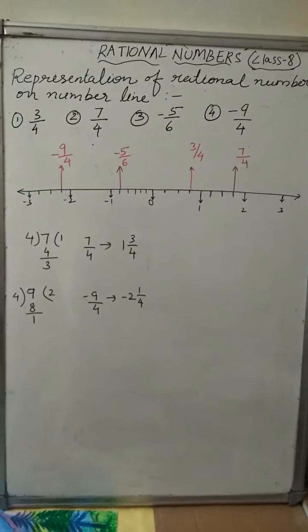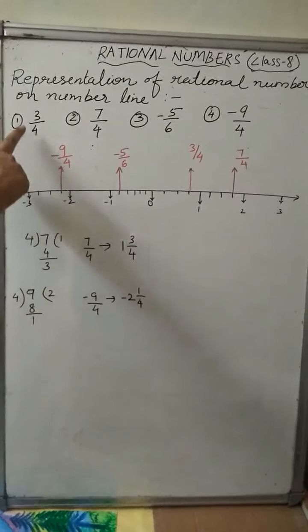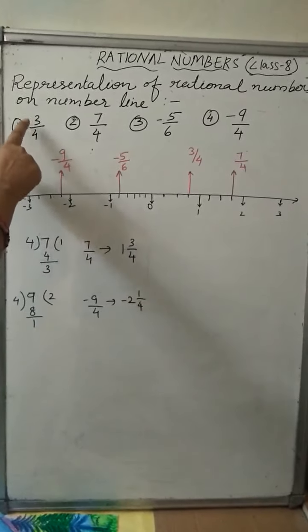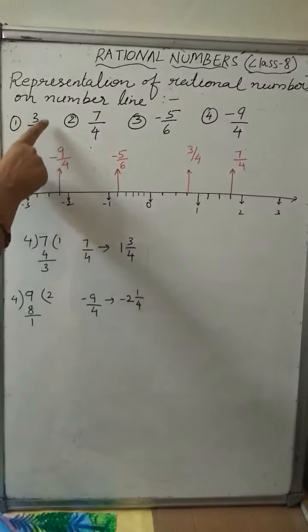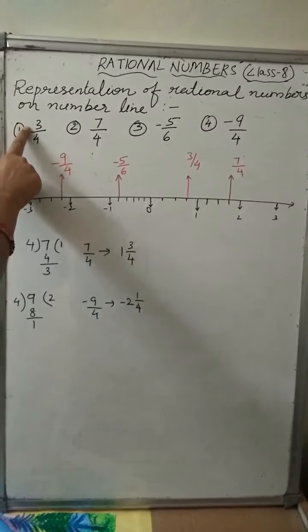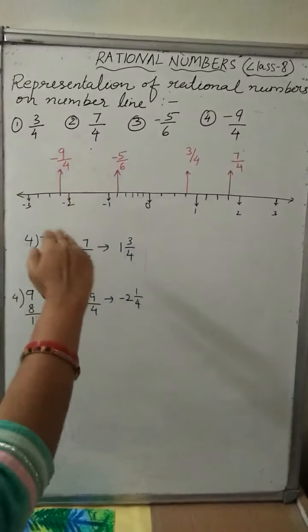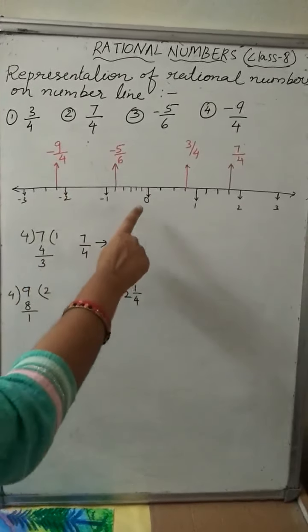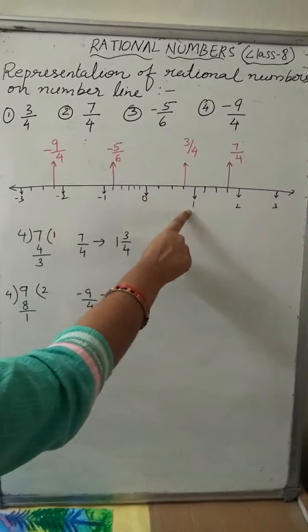Let us start. Our first rational number is 3 by 4. And again, 3 is less than 4. So that means this will lie towards right hand side, and it is also carrying positive sign. So it will lie towards right hand side, and also it will lie between 0 to 1.